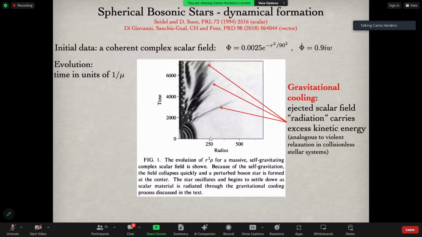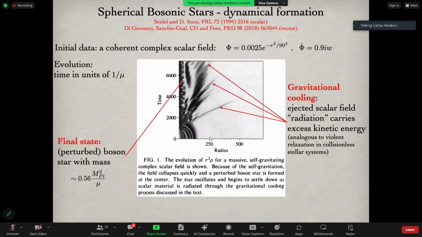And there is an ejected scalar field radiation. It's not really radiation because it's a massive field, but this is carrying the excess kinetic energy away such that a more compact object can form and virialize. Thus, the evolution leads to a perturbed, more compact object, the scalar boson star, with mass below the maximal mass of the model, even though we started with a total bosonic mass in the initial data above the maximal mass of the model. And the result holds for generic initial data, albeit here we are restricting to spherical symmetry, and there is therefore no gravitational wave emission.